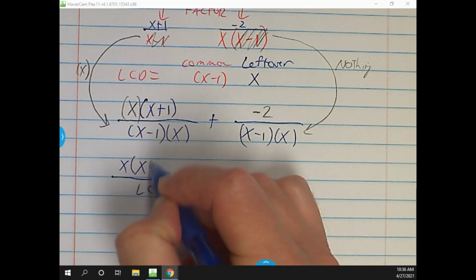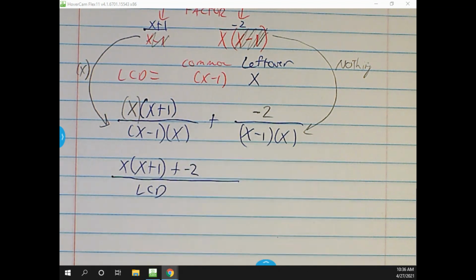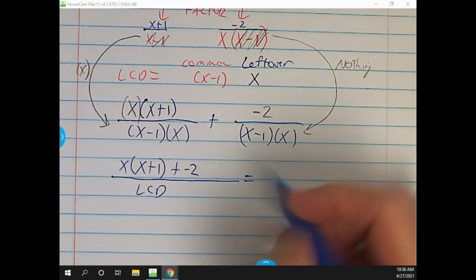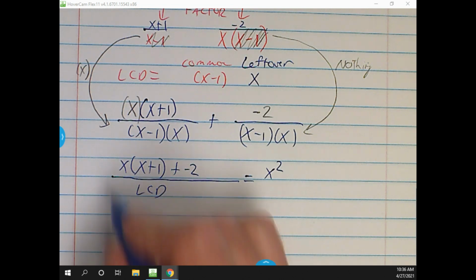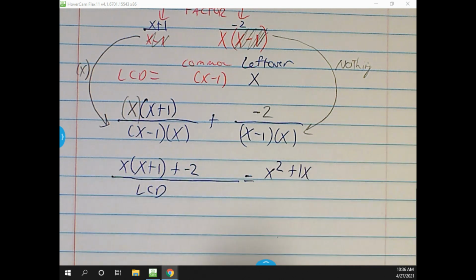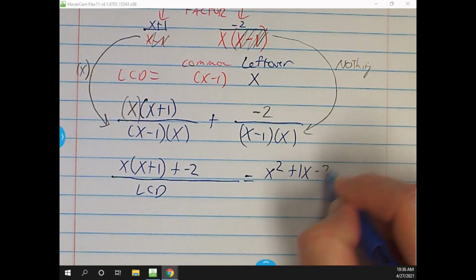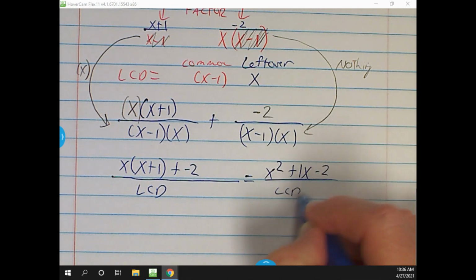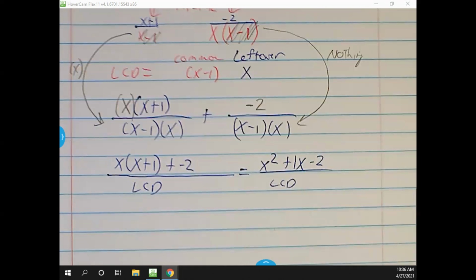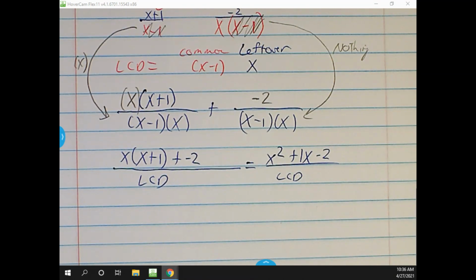And now it's x times x plus 1 plus negative 2. So x times x is x squared. X times 1 is 1x. And plus negative 2, well, that's the same thing as just a minus 2. Okay. And again, don't worry about the denominator, because we'll worry about that at the end. Once you've got the least common denominator and you've got the problems rewritten, you're done with the denominator to the very, very end, and we bring it back in. Now everything's all about the numerator.